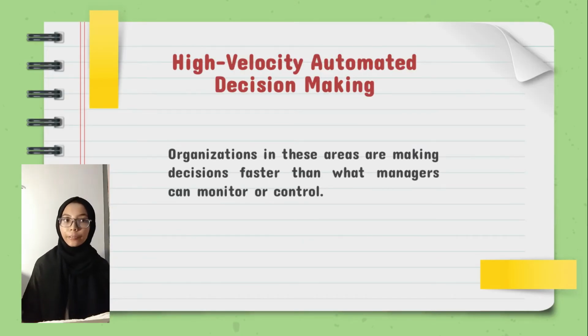The last one is high-velocity automated decision-making. High-speed decision-making is possible because of computer algorithms that precisely define the steps to be followed to produce a decision, very large databases, very high-speed processors, and software optimized to do the task. In other words, organizations in these areas are making decisions way faster than managers can monitor or control.